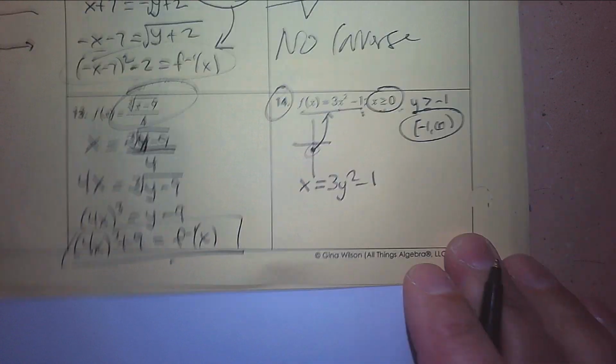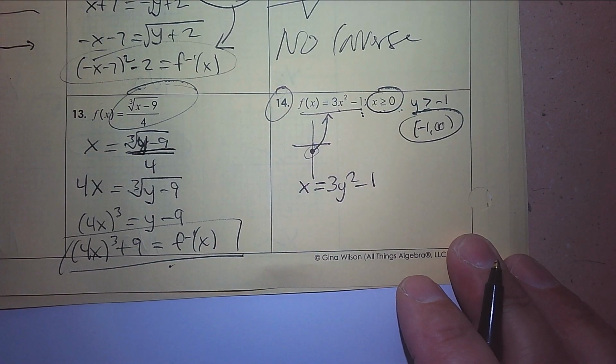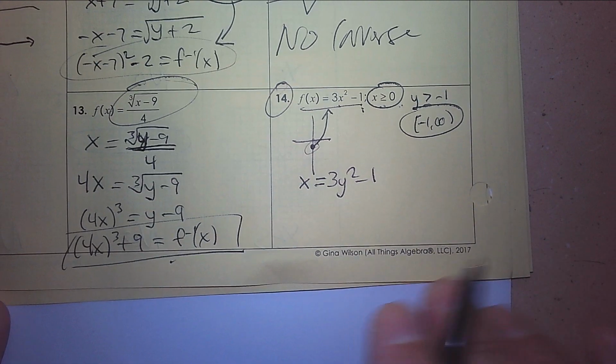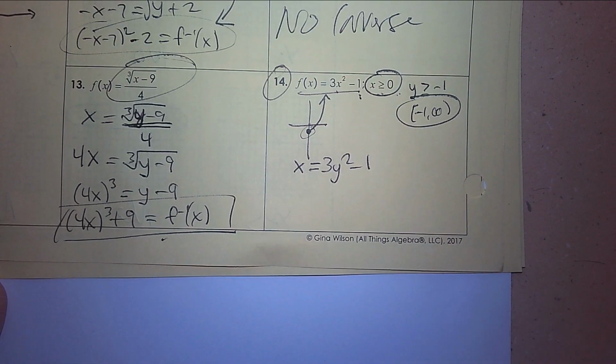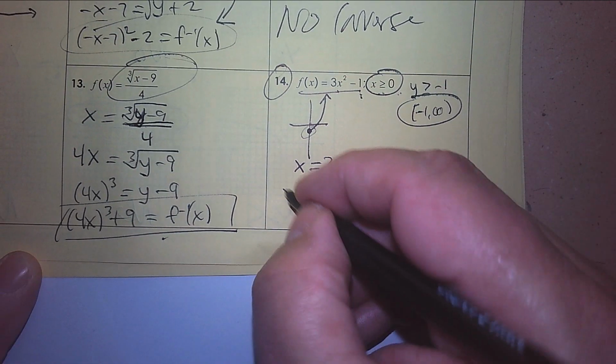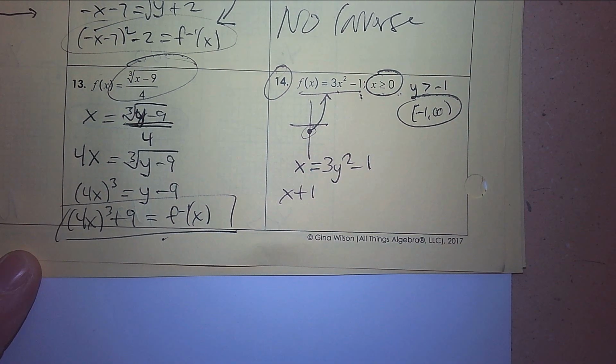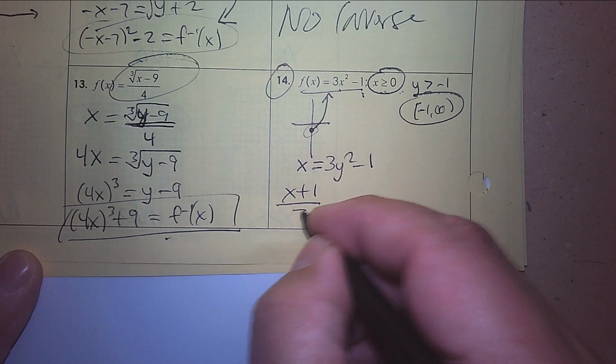I'm going to switch x and y. Instead of y equals, it's now x equals 3y squared, take away 1. Tell me the steps. We're going to add 1 to this. Add 1. Done. Next. And then we're going to divide by 3. Done. Divide by 3. Next.